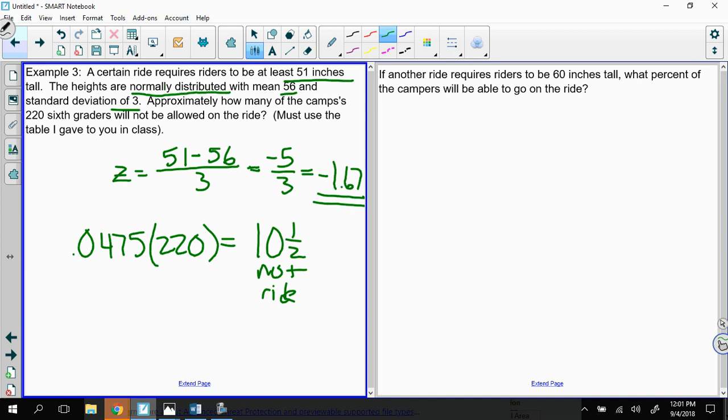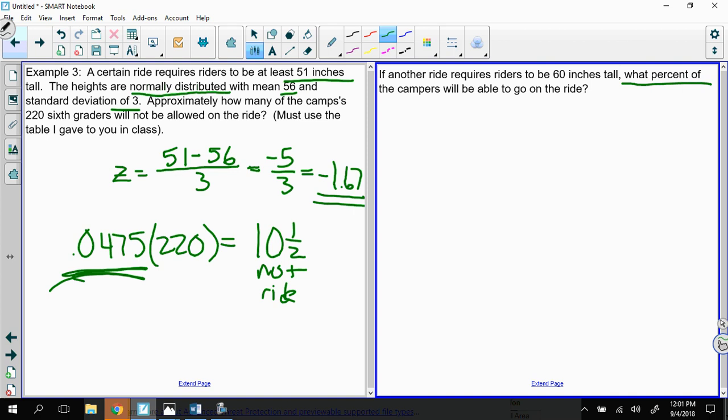If another ride required the kids to be 60 inches tall, well, that's higher. That's higher than the average. There's going to be more kids that can't ride. Since it's higher than the average, there's more than 50%. We know that if we end up here with a number that was more than 50%, then that would give us some problems. But it says what percentage of students would be able to ride. So we got to be careful. It says not versus will.